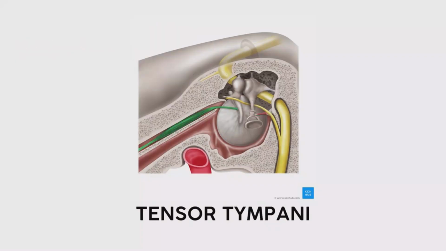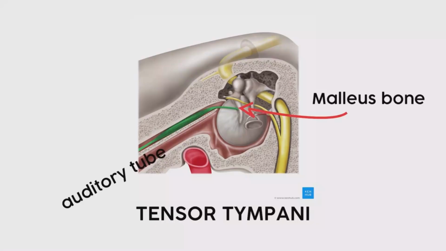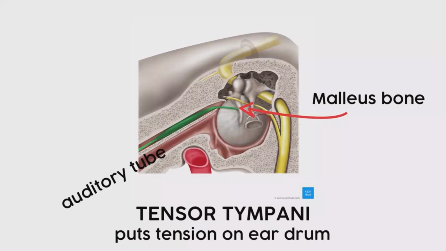You'll also find the tensor tympani here, which attaches the auditory tube to the malleus, another one of those tiny ear bones. And despite its name, it doesn't directly attach to the tympanic membrane, or eardrum, but it does protect the eardrum by pulling on the malleus, which then puts tension on the tympanic membrane and protects you from loud noises. That's my memory device for this one.